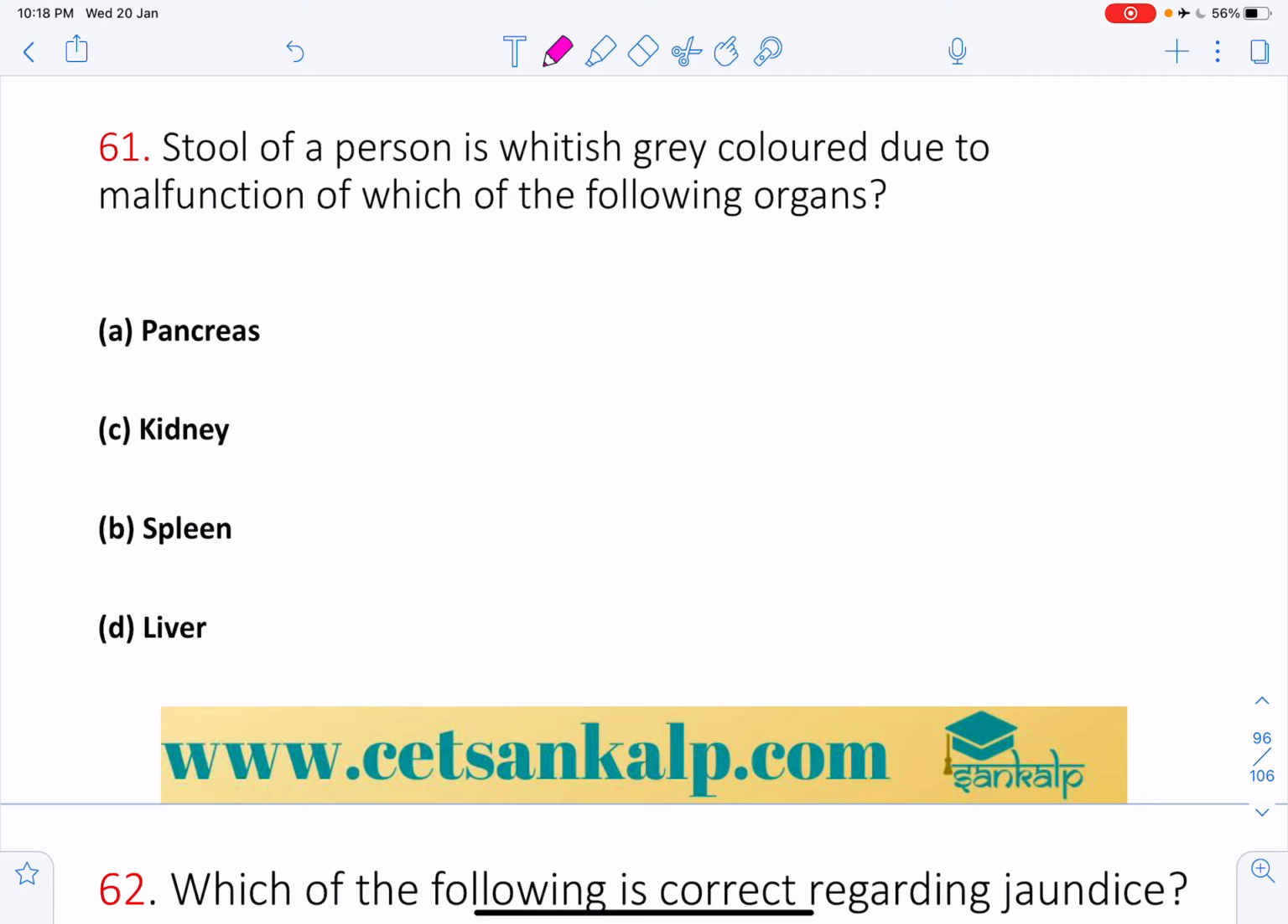Next, the stool of a person is whitish gray colored due to malfunction of which of the following? It is a disorder related to this. A very important thing to keep in mind is that in disorders where the liver is affected, bile pigments won't be eliminated. That is, there is accumulation of bile pigment.